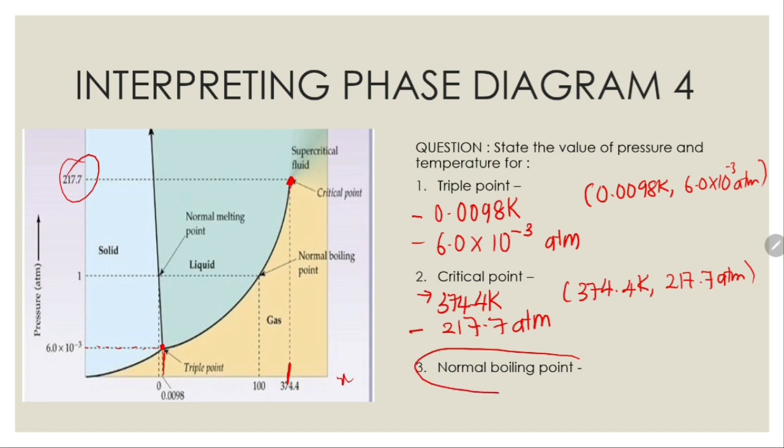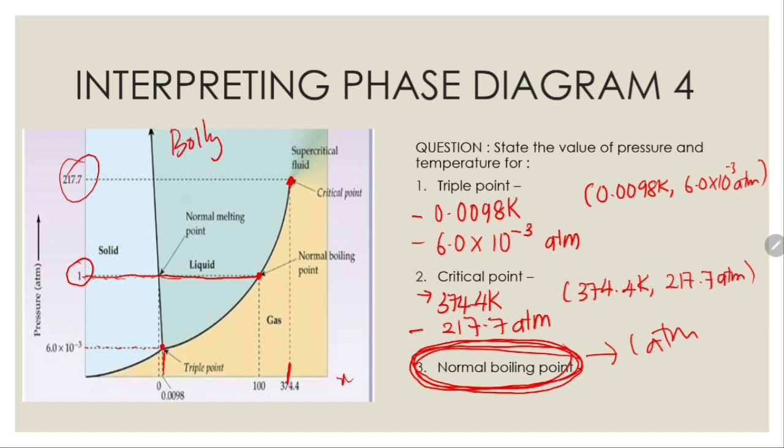What about the normal boiling point? All substances in this world will normally boil at 1 atm. So now let's look at 1 atm. What is the temperature? You draw a straight line across from 1 atm. Boiling is a process to convert liquid to gases, so you have to look at the liquid and gas equilibrium line, and at this point it intercepts the X value at 100 degrees Celsius.